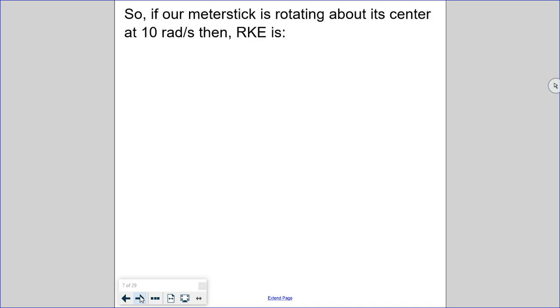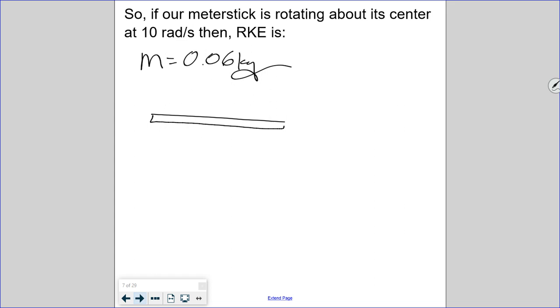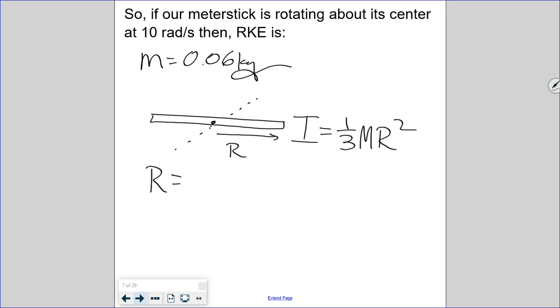So if our meter stick is in fact rotating about its center at 10 radians per second, then we ought to be able to find the rotational kinetic energy, right? So let's write out what we know. The mass of the meter stick was 0.06 kilograms. We know that it is a rod rotating about the center, and so I for a rod rotating about the center is, no it isn't, sorry, it's 1/12 m r squared... where r is this distance, right? So for us, r is half a meter, right?